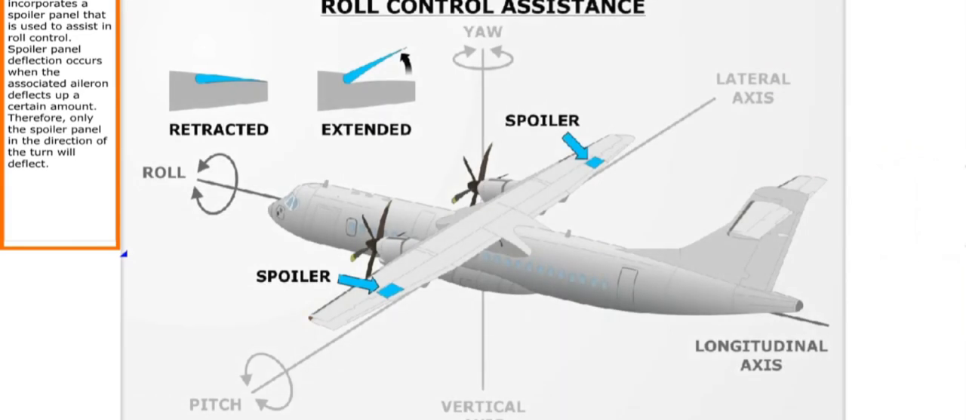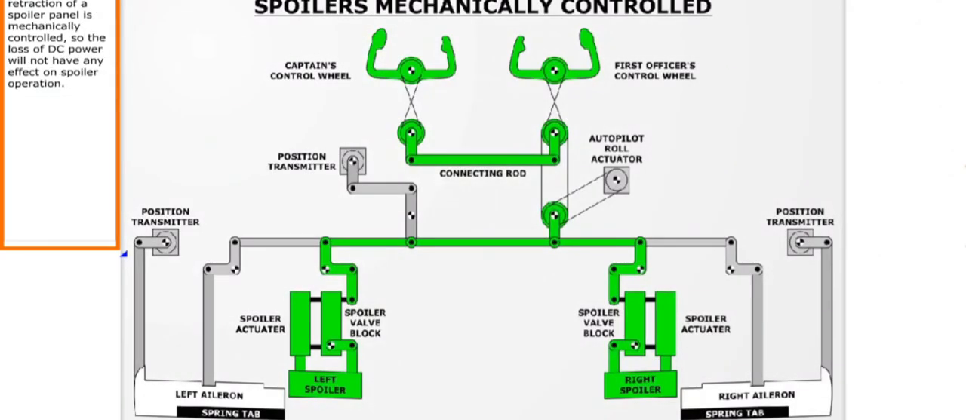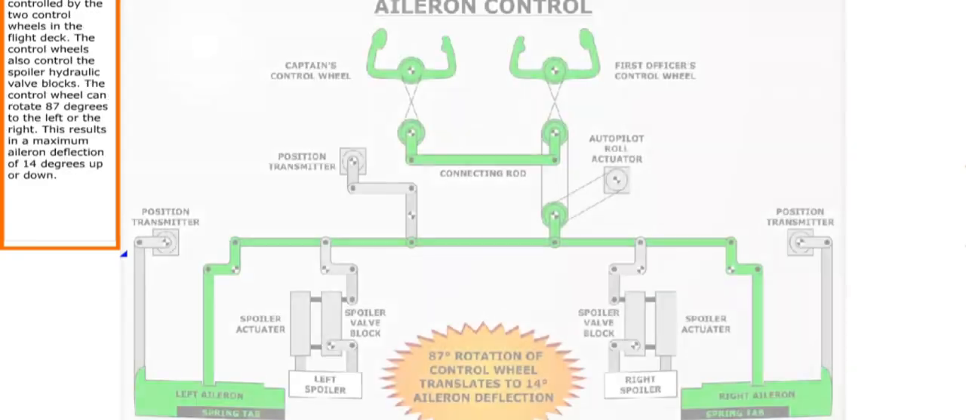Each wing incorporates a spoiler panel that is used to assist in roll control. Spoiler panel deflection occurs when the associated aileron deflects up a certain amount. Therefore, only the spoiler panel in the direction of the turn will deflect. The extension or retraction of a spoiler panel is mechanically controlled, so the loss of DC power will not have any effect on spoiler operation.